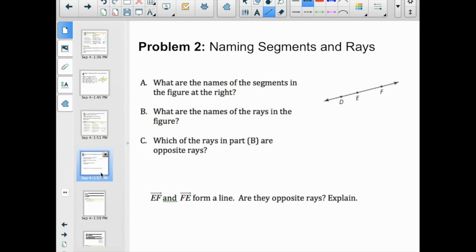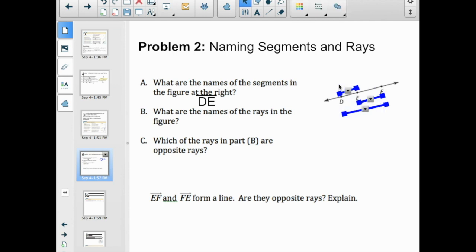So there's actually a lot of ways to identify rays and segments in pictures. Here we're going to look at this one. It says, what are the names of the segments in the figure at the right? I'm just going to go through a few of them with you. Remember, a segment has a beginning and an end. So I pick a point to start at, like D, and I go to another point like E. That would be a segment. So I go D, E, and then since it's a segment, I'm going to draw a segment above it. You do need that. Remember, segments do not get arrows because they stop. Now there are a few other segments in this picture like EF or DF, and you could write those down as well.